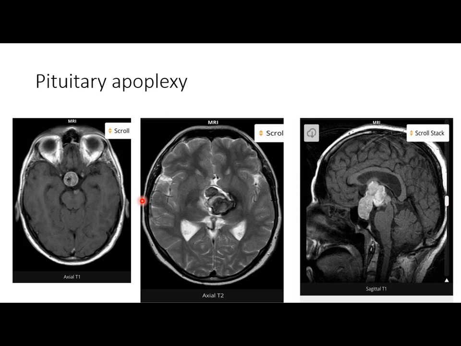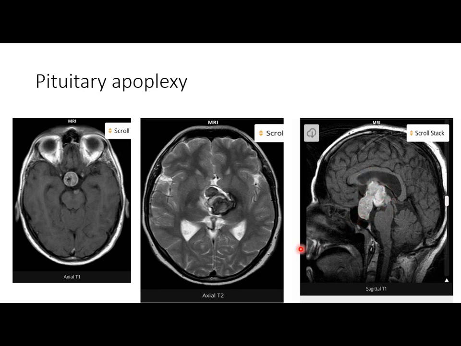Now we come to pituitary apoplexy. Pituitary apoplexy is a necrosis of the pituitary gland, and it may also be associated with pregnancy and preeclampsia. And it most commonly occurs as a hemorrhagic infarction of a pituitary macroadenoma. And it will present like this, non-homogeneous, with mass effect, hemorrhagic bleeding in the pituitary with extension.